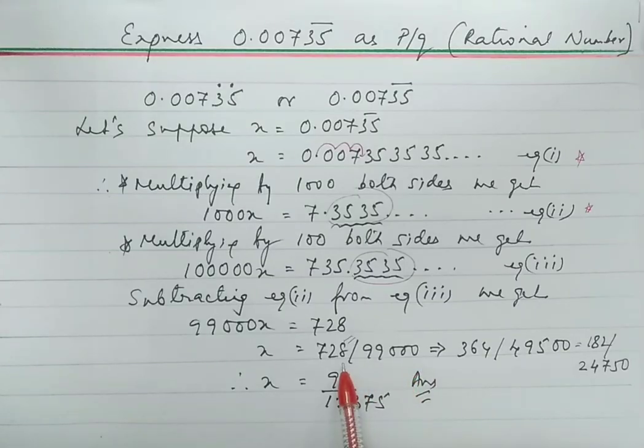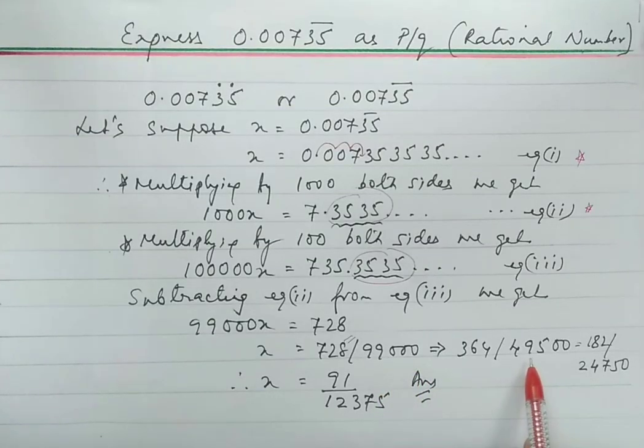So when I simplify this further, this gets divided by 2, we get 364. This gets divided by 2 because the 0 ending is divisible by 2, so we get 49,500. Further division by 2 will give me 182 for this and 24750 for this. And this will further divide by 2, so we get 91 upon 12375.